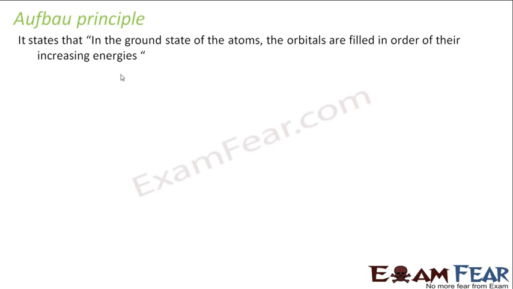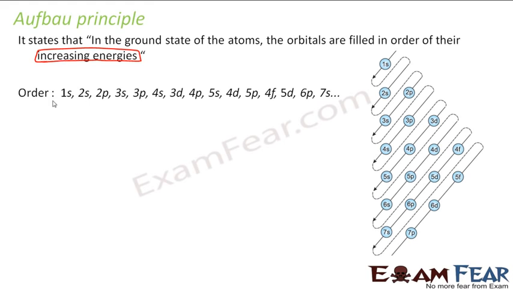This principle states that in the ground state of an atom, the orbitals are filled in order of their increasing energies. Please note, they are filled in order of their increasing energies. If you see the order for any multi-electron atom, this is the order I told you. Order will depend on the n plus l rule.